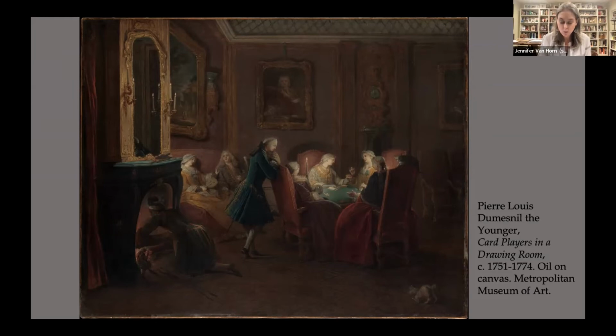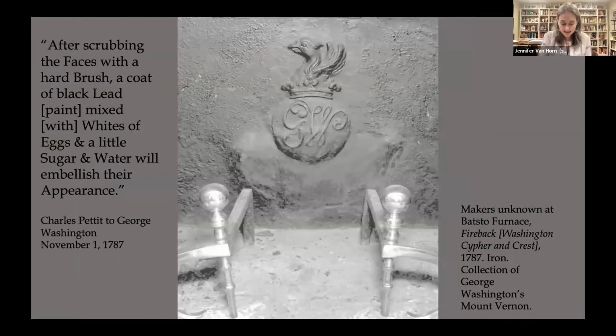While brass andirons required polishing to retain their luster, enslaved domestic workers also coated iron to help protect the surface from rust and heat damage and to impart a shine. Charles Pettit, who arranged Washington's fireback order, instructed him about the fireback's care. Quote, "After scrubbing the faces with a hard brush, a coat of black lead mixed with whites of eggs and a little sugar and water will embellish their appearance." That treatment would have been undertaken and repeated by enslaved domestic servants at Mount Vernon.